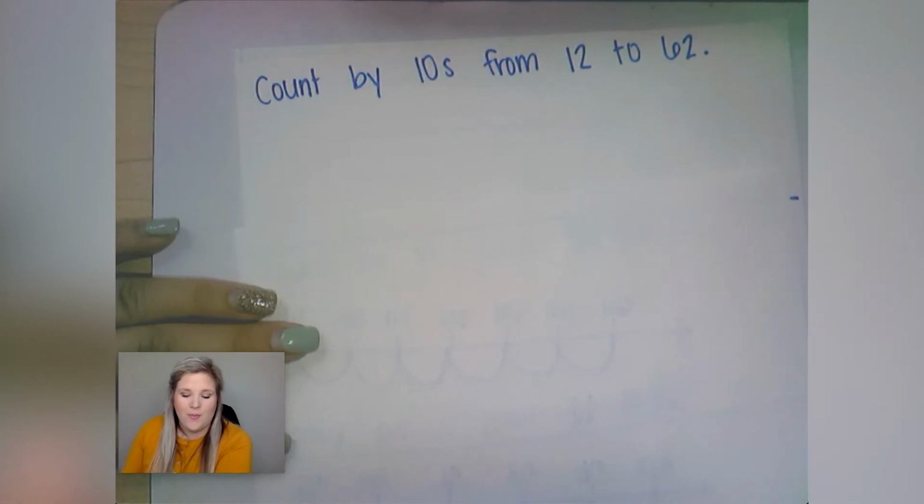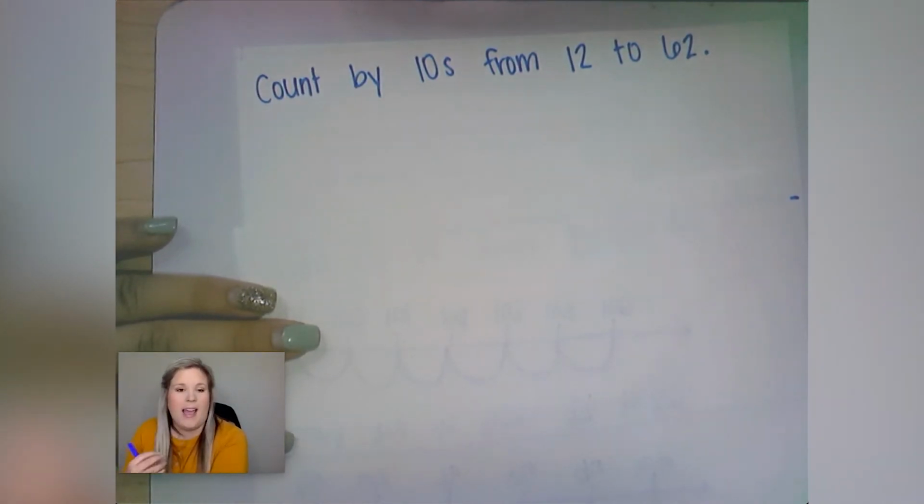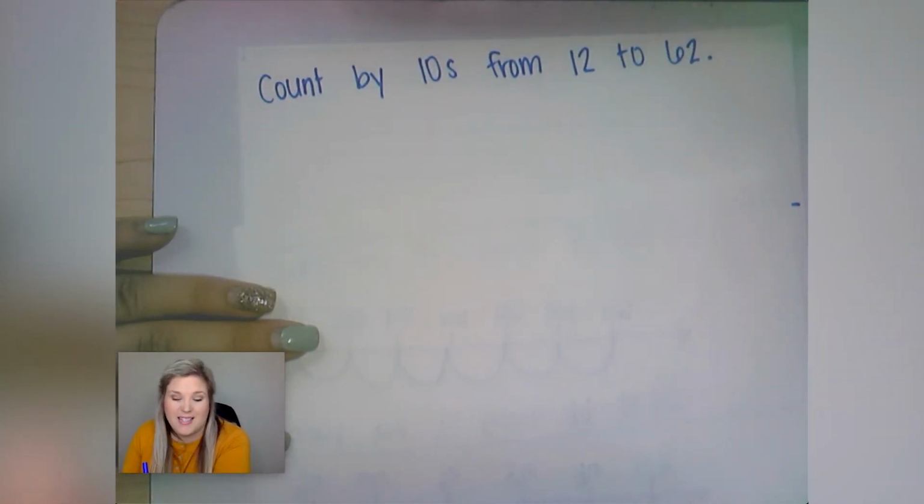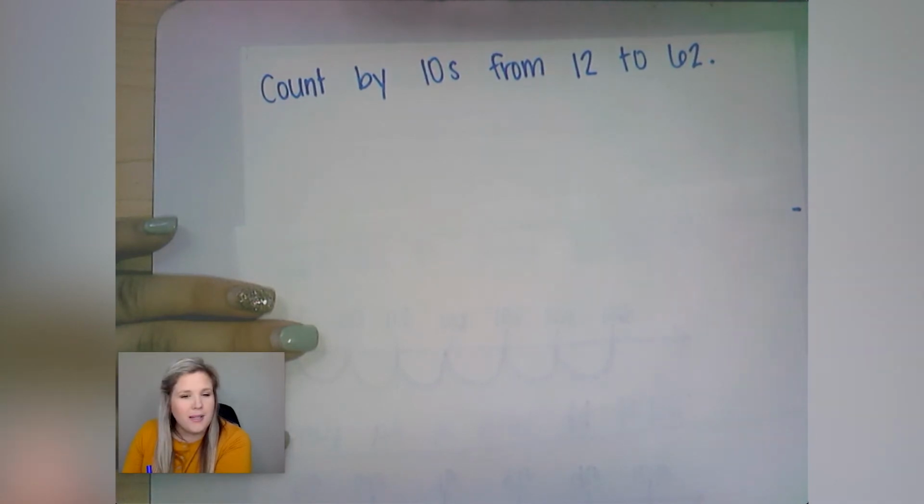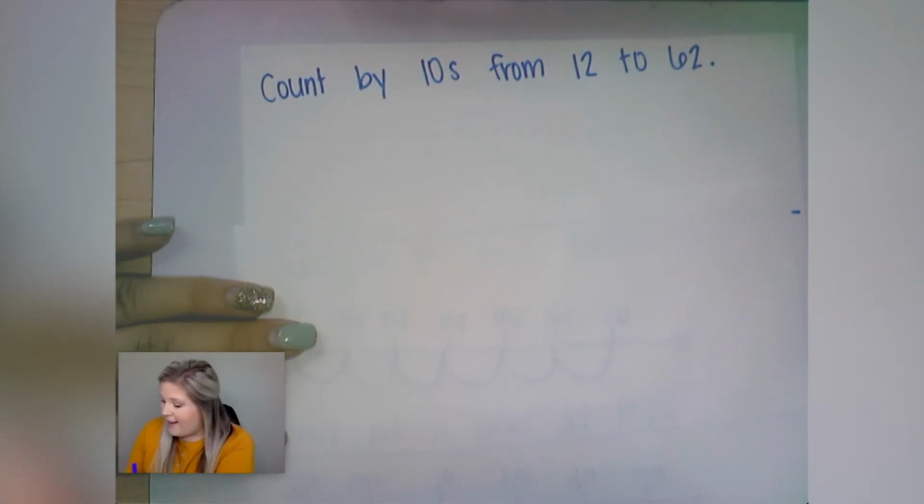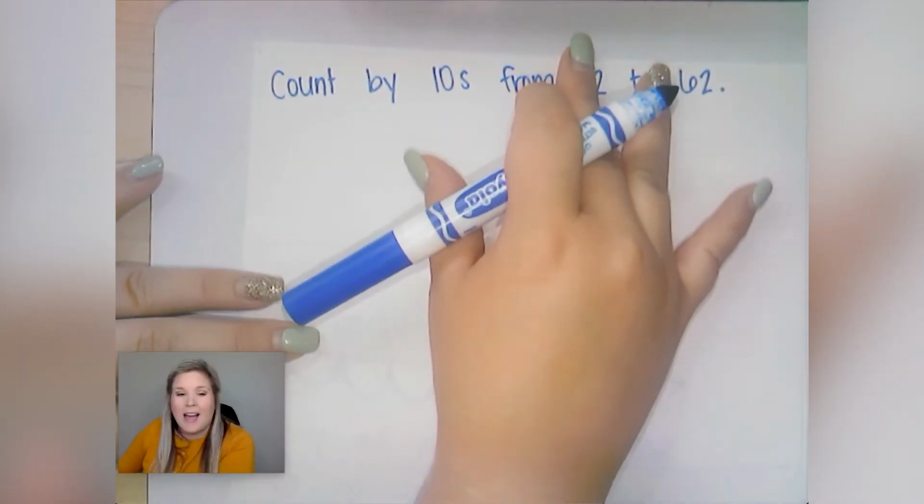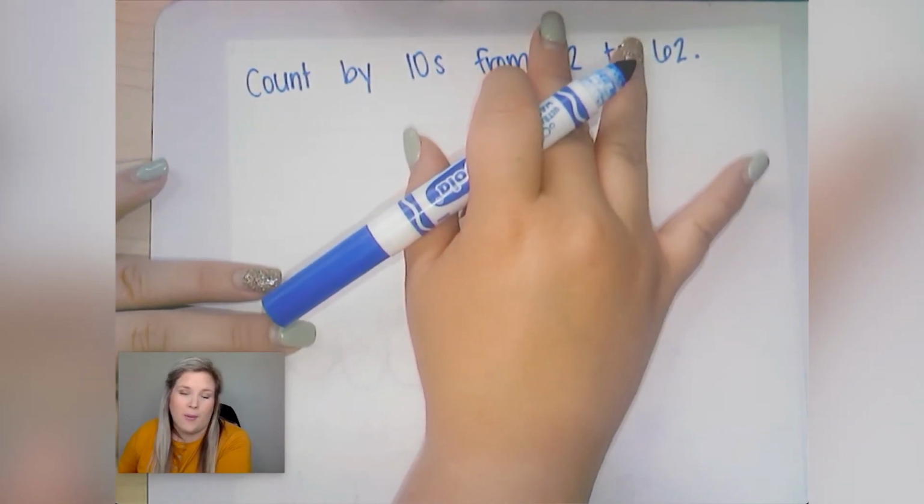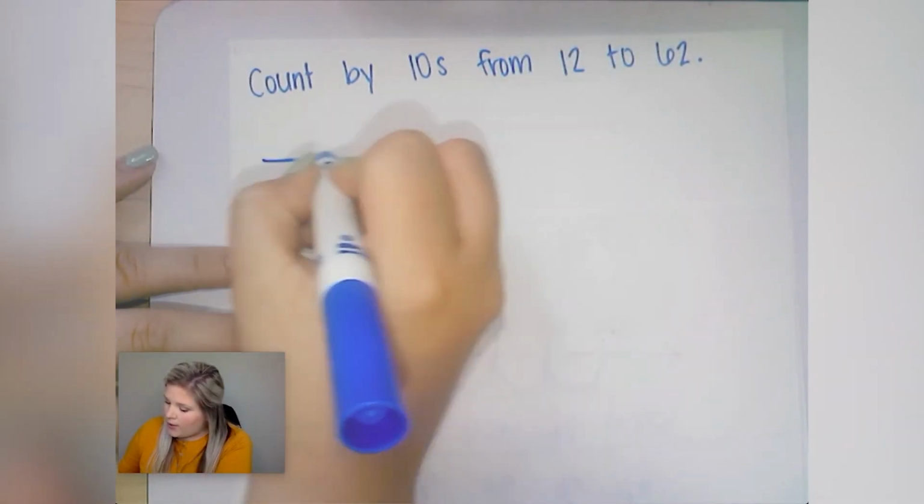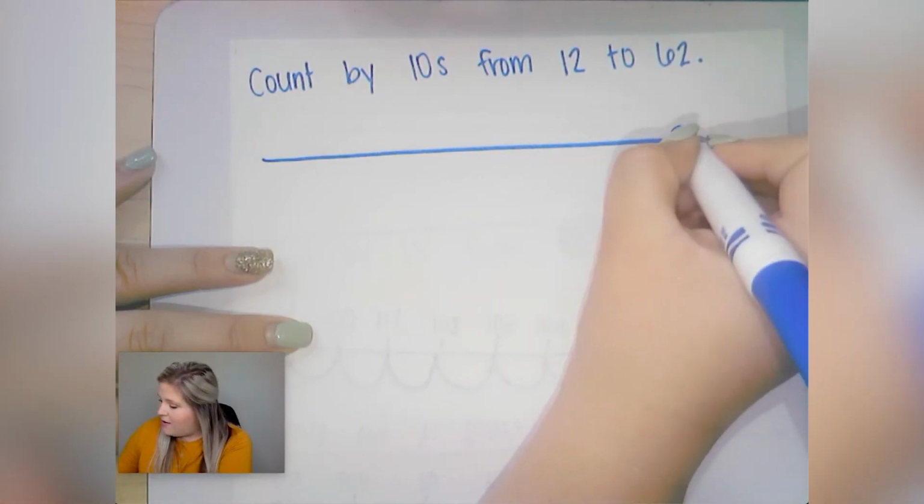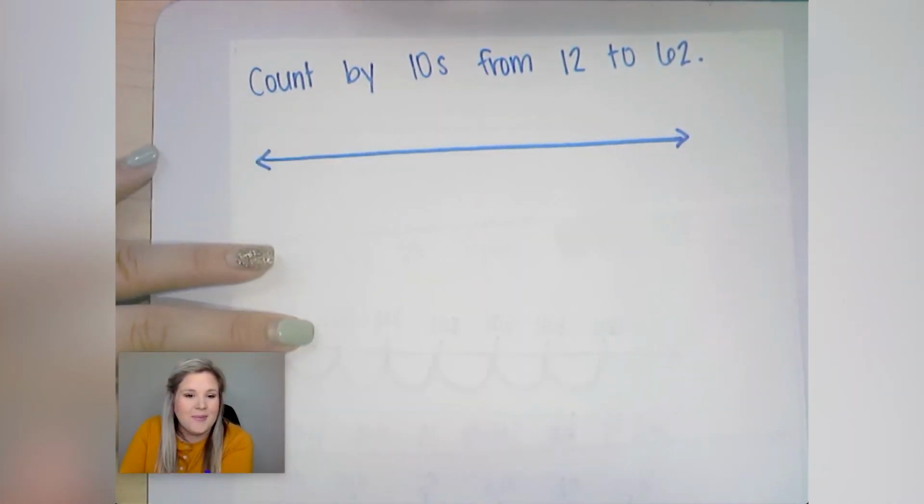For our next problem, work with me as we count on an open number line by tens from 12 to 62. What should we do first? Yes, first I need to draw my open number line. So I'm going to draw mine, and I want you to draw yours with me on your paper with your pencil. So we have a horizontal line going across our page with arrows at each end.